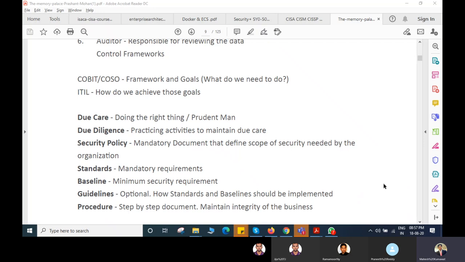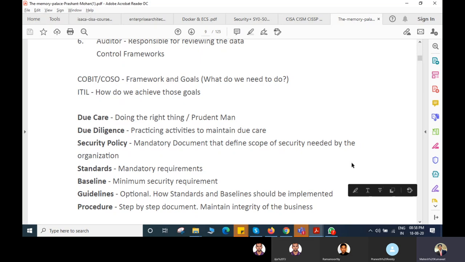Okay, and procedures are step-by-step documents that maintain the integrity of the business. The procedure is an SOP, standard operating procedure. SOPs or procedures are step-by-step documentation, like a flow chart. The first step is to log into the system, the second step is to open the system, the third step is to open a file, the fourth step is to unlock the file, the fifth step is to write something, and the sixth step is to save the file. These are steps you need to follow to maintain all of this.